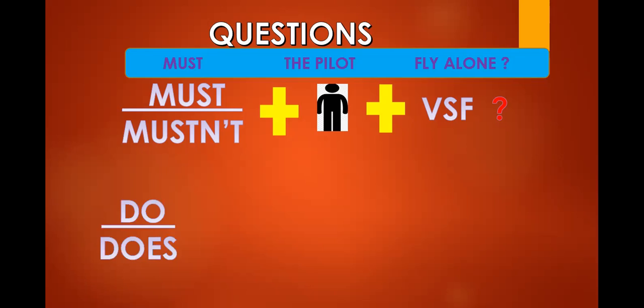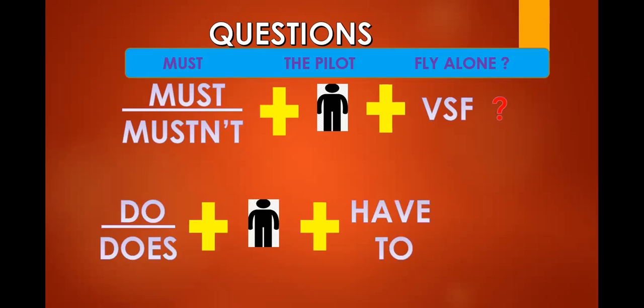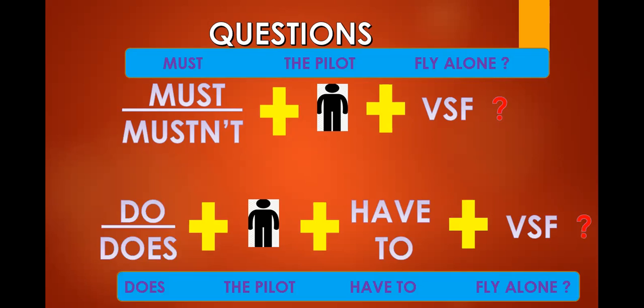Now, if we want to make a question with have to, we start with do or does. And then we continue with the subject. Have to, no conjugation there, please, ever. And then the verb in simple form, such as in the case of, does the pilot have to fly alone?